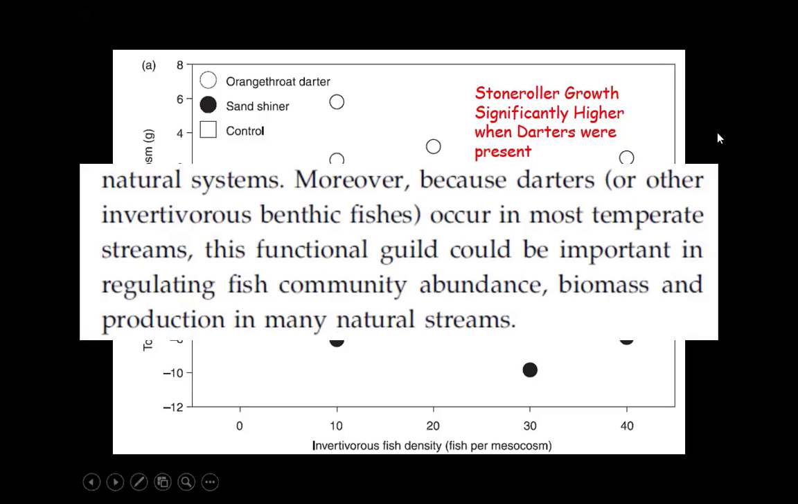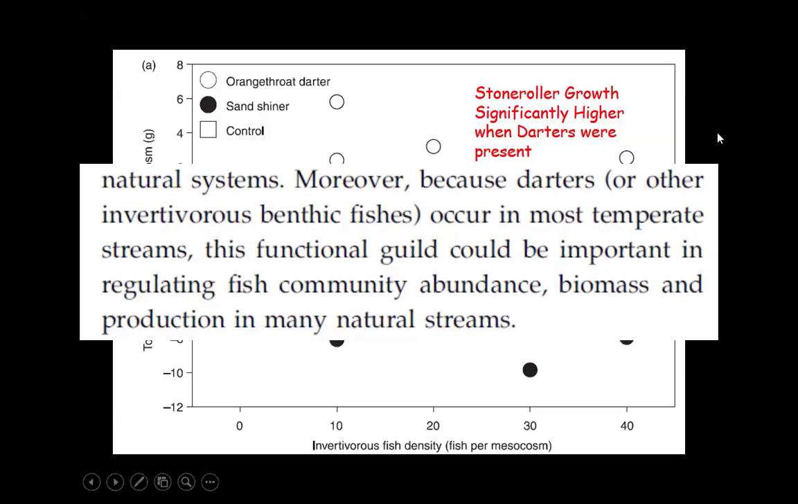Moreover, darters or other invertebrate benthic fishes occur in most temperate streams. This functional guild, what's a guild? A guild of fishes. They have like a secret password and stuff. What do you think this term functional guild means? Yeah, a group. We talk about ecosystem function, like we group species based on how they affect the ecosystem essentially. So think like grazing fishes when they say functional guild, right? Their ecosystem function. They could be important in regulating fish community abundance, biomass, and production in many natural streams. Because if the stone rollers aren't there, there's just more production there.